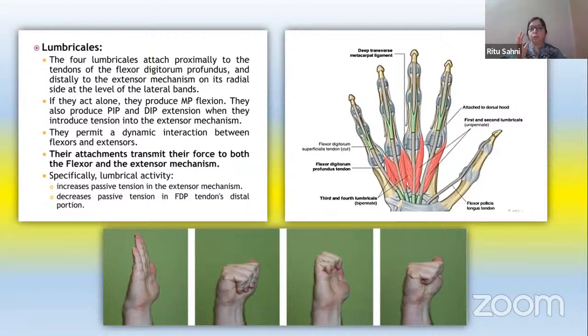So their attachment also transmits their force to both the flexor and the extensor mechanism. So if they are weak, they will disturb the mechanism of flexion or extension, because the patient will keep their hand in a condition like this, so they will not be able to do finger movement, and they will not be able to do full extension. So it means these lumbricals keep the flexor and extensor mechanism strong, and if they are weak, they will not allow flexion and extension of the fingers. And the weakness of gripping is because of the weakness of the lumbricals.